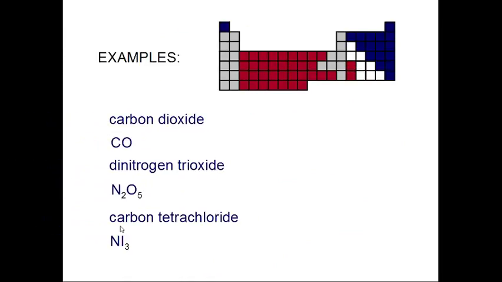So let's look at some examples. Carbon dioxide. How many carbons is that going to be? 1. How many oxygens is that going to be? Di means 2. CO2. This is going the other way. Carbon, once again, how many oxygens is that? 1. Carbon monoxide. Now, if you notice, you don't put mono in front of the first thing. You put mono in front of the second thing. You never put mono in front of the first thing.